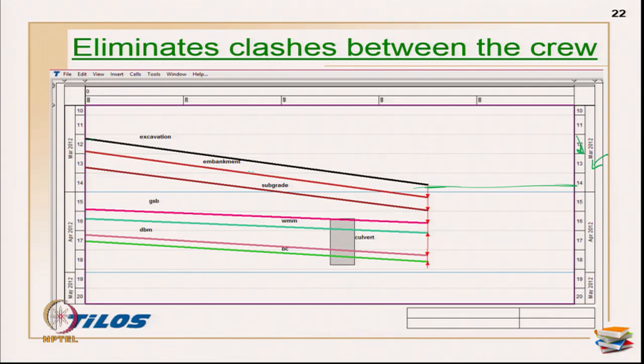So, first excavation, then next is embankment, subgrade, granular subbase, wet macadam mix, then I have my DBM, then this is my bituminous concrete mix. Okay. So, all these are shown, the crew connectivity is also shown for the next levels and so on, because I am sharing so many resources between the activities, which during the RDM modes we have discussed this also.